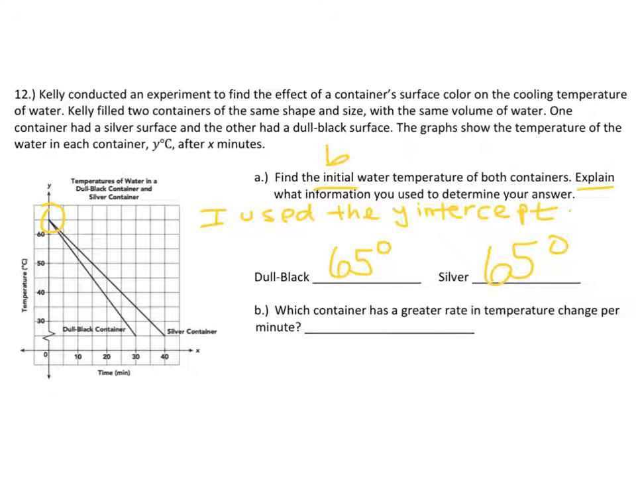Part B, which container has the greater rate? So we should know what that means. Rate is the same as slope. So let's do rise over run to find the slope. That means we need to find some good lattice points to look at. So the dull black container, I might use this point right here, and we'd have to go back all the way to the beginning.